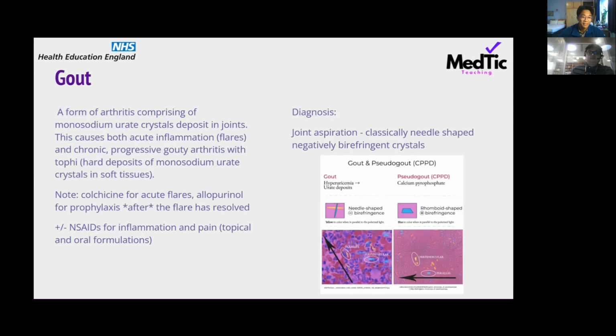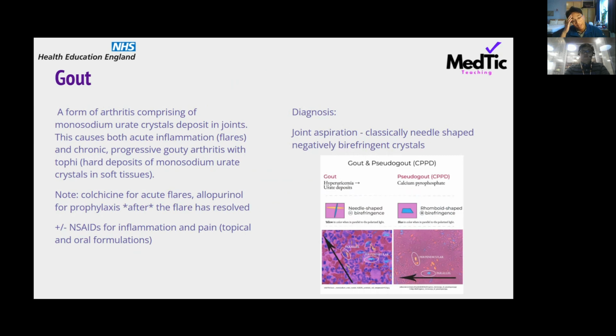So the definition of gout, I won't read it out, but the key learning point for this one is you use colchicine in your acute flare. Allopurinol does have a place in gout. However, you use it more for longer term management and prophylaxis. It's conventionally not started during an acute flare, so we normally treat with NSAIDs and colchicine if the NSAIDs aren't working for the pain. And after a couple of weeks, once the acute gout flare has calmed down, you can start the allopurinol for longer term protection.